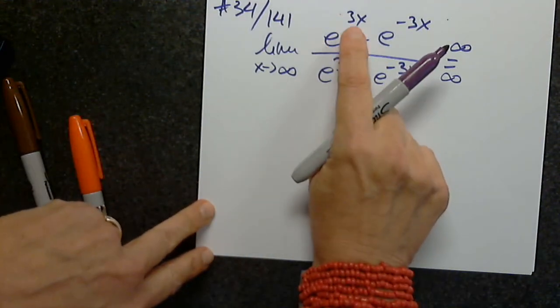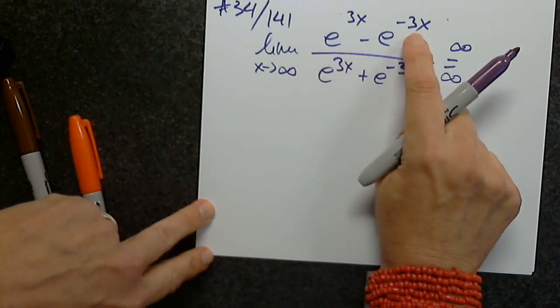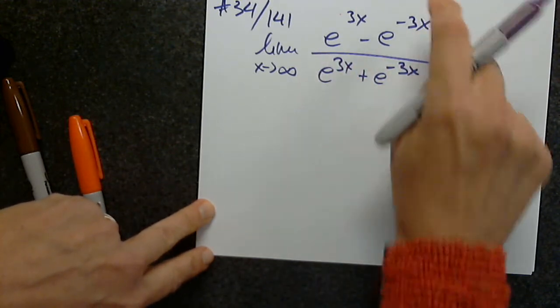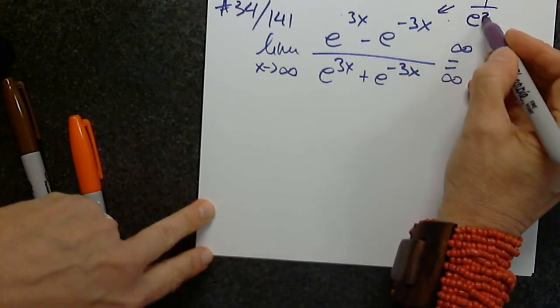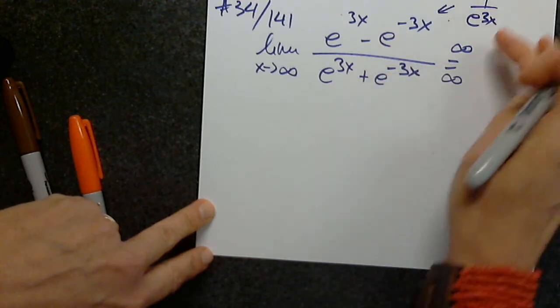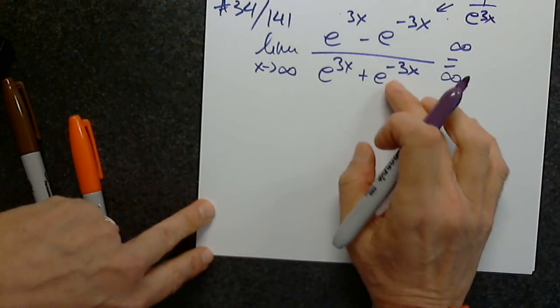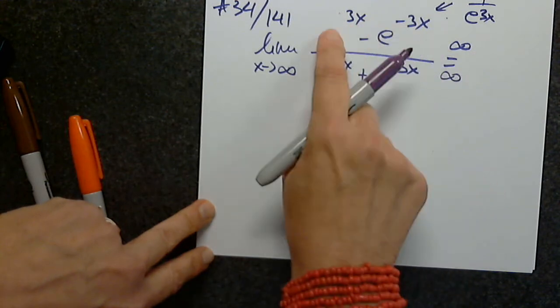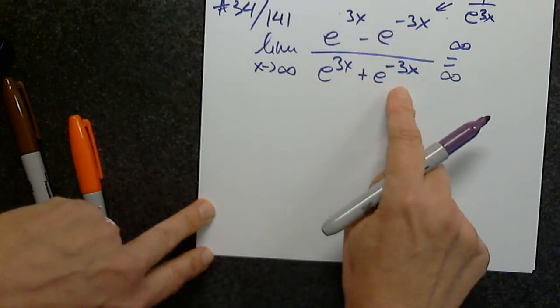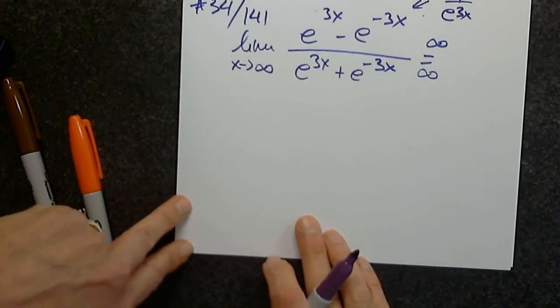e to a huge number is infinity, e to a huge number is infinity, e to negative 3x is 1 over e to 3x, which is 0. Because it has a negative exponent, it brings it down. So 1 over infinity is 0. And this one as well, 1 over infinity. Infinity minus 0 is infinity. Infinity plus 0 is infinity. Is that okay, everyone? Okay, very good.